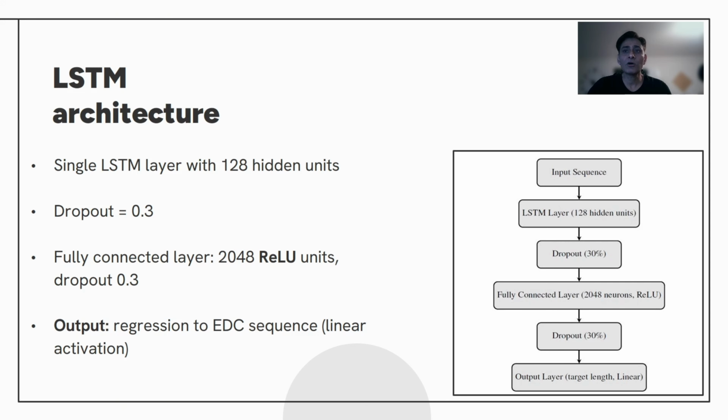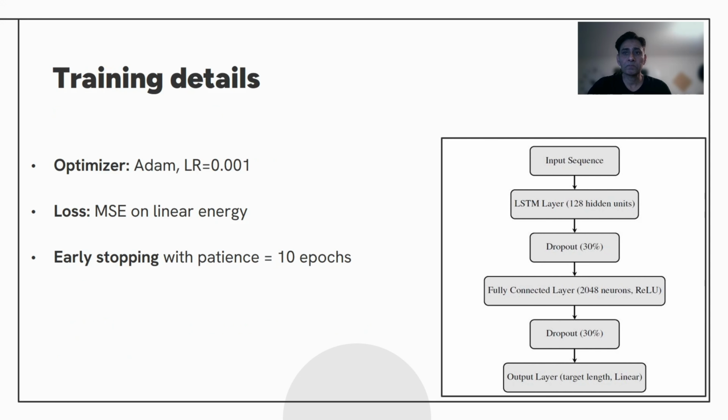The LSTM output is passed to a fully connected layer of 2048 ReLU units, again with dropout of 30%. The final output layer produces the predicted energy decay curve as a regression task with linear activation. This setup strikes a balance between expressiveness and computational efficiency.